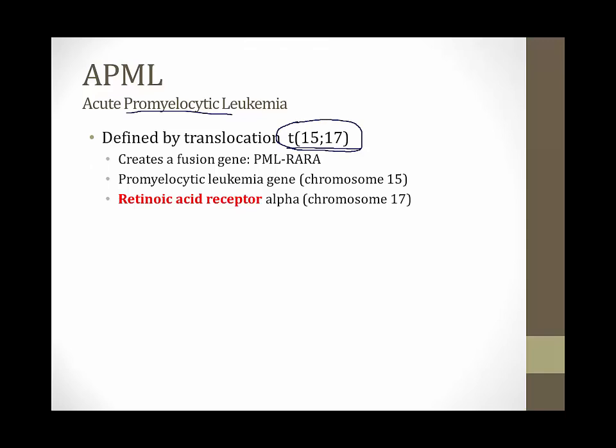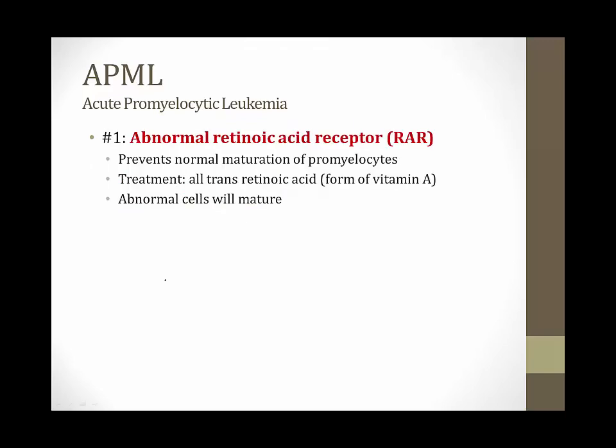This translocation results in a fusion gene between the promyelocytic leukemia gene on chromosome 15 and the retinoic acid receptor alpha gene on chromosome 17. There are two special clinical features of acute promyelocytic leukemia that you should be familiar with. The first one results from the presence of abnormal retinoic acid receptors on the malignant cells. This is a result of that chromosomal translocation we talked about on the last slide. These abnormal receptors prevent the normal maturation of promyelocytes, and this leads to the acute leukemia.